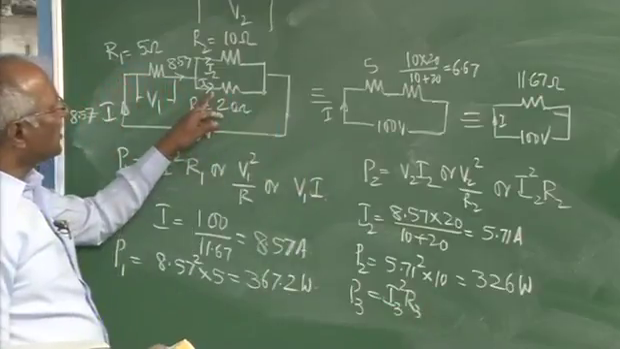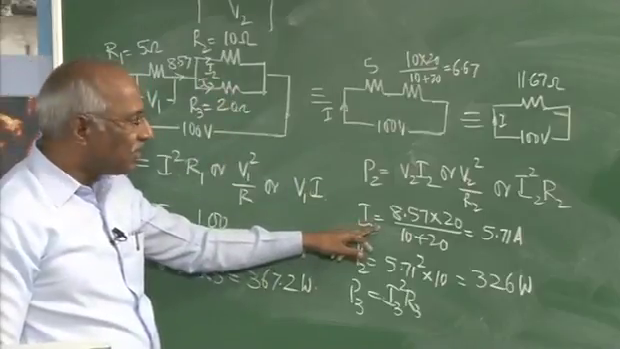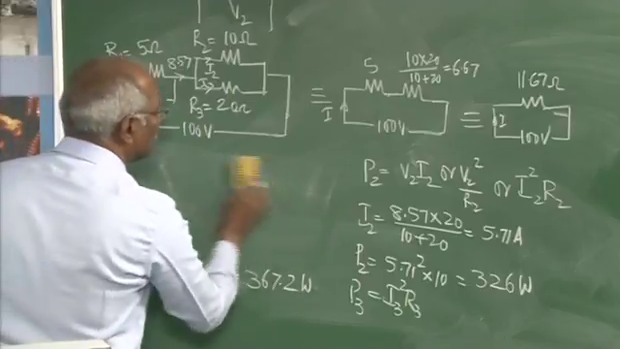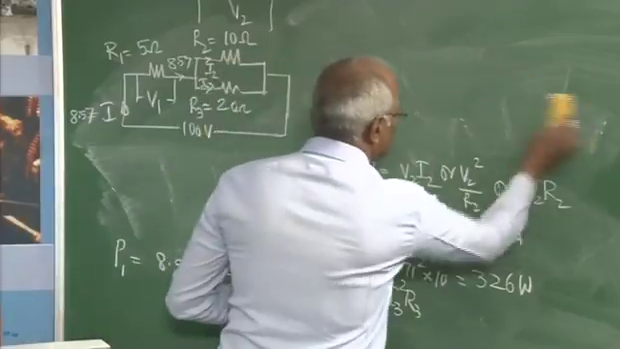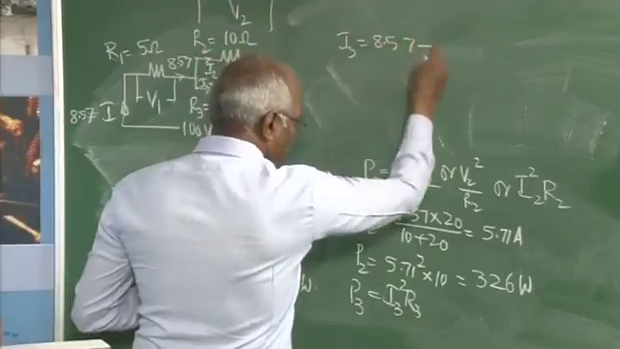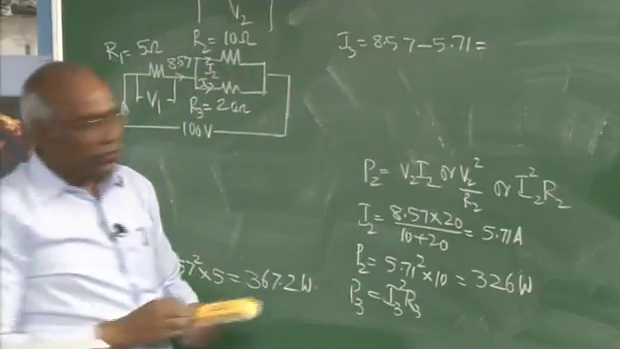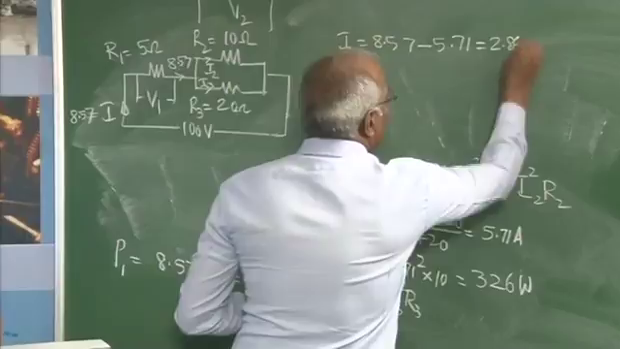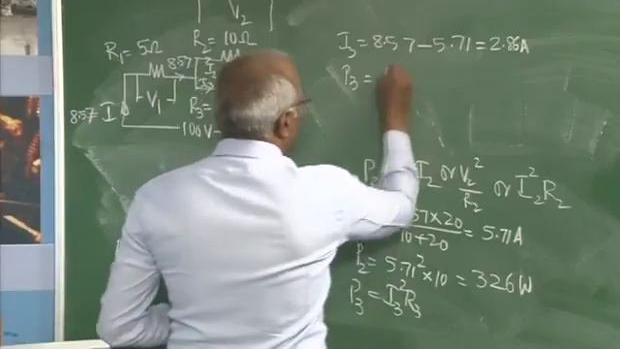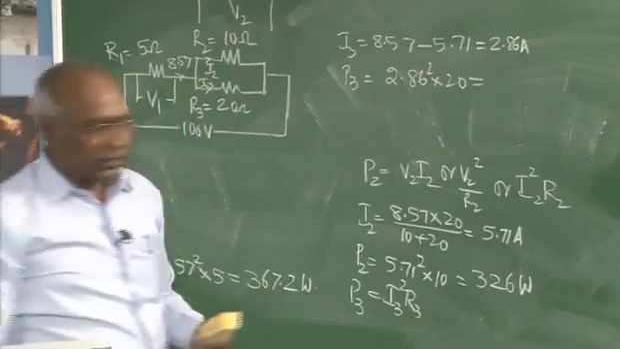When it comes to P3, this will be equal to I3 square into R3. In that respect, what is I3? It's nothing but I minus I2, or you can find the value by expressions similar to this also. I3 will be equal to 8.57 minus 5.71, that comes to 2.86 ampere. Therefore, P3 will be equal to 2.86 square into 20, which gives around 163.6 watts.